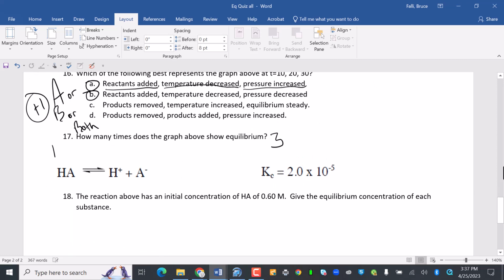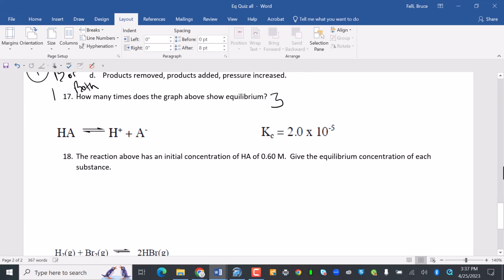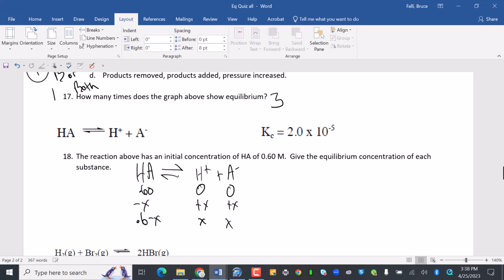The reaction above has an initial concentration of 0.60. Give the equilibrium concentration of each substance. HA is in equilibrium with H positive plus A negative. Initial concentration of 0.60. The changes are minus X, plus X, plus X. So at equilibrium: 0.6 minus X, X, X.